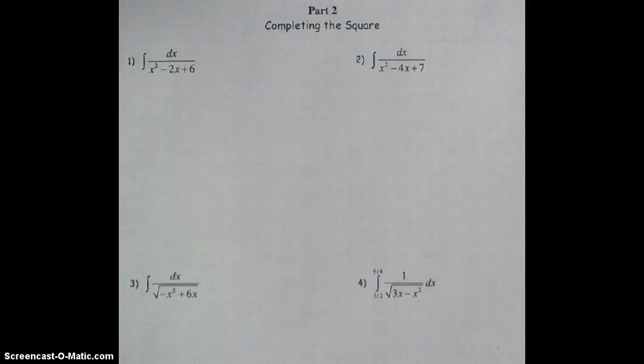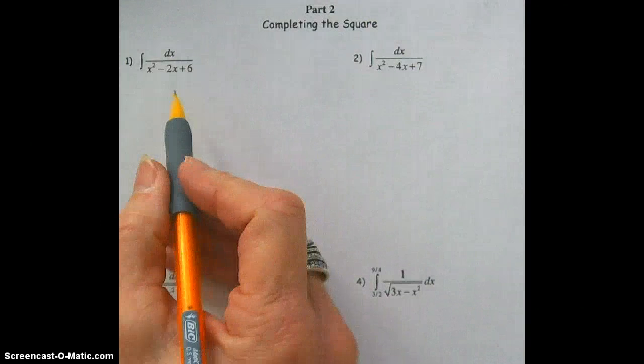In this video, I'm going to set up the completing the square part, and then you are going to finish the problems for full credit. So let's take a look at what we were just talking about with completing the square.